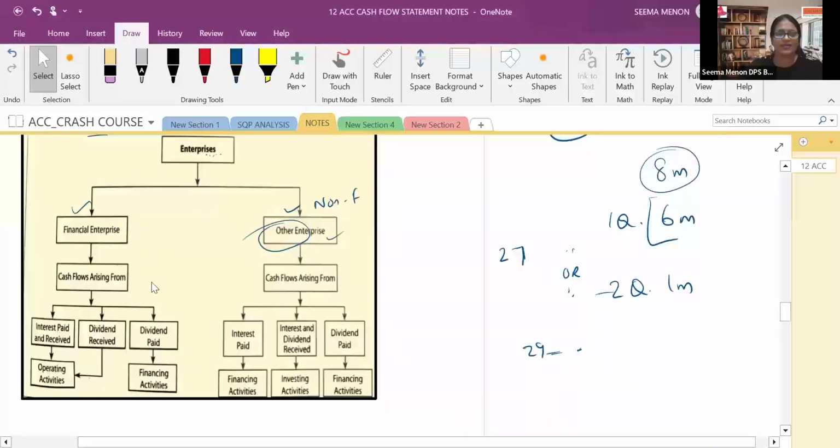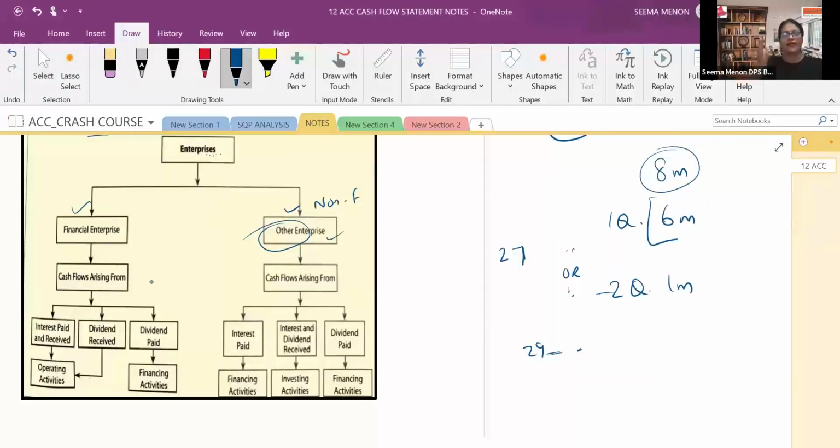Now, cash flows. First, let us discuss financial enterprise. They deal only in the money. They are only giving a loan and taking an interest. Accept the deposit and lend the money, in short. Okay. So cash flow arising from. What are their major income? Let us understand. Their income is interest paid and received.